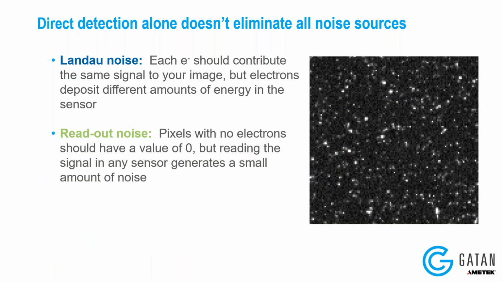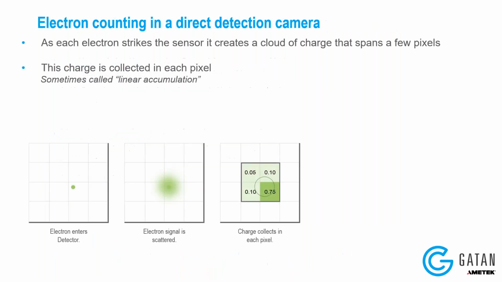Now, there's a solution to this. We need to do electron counting. We need to count these electrons one by one. And so I'll show what I mean by that and how that's done in the next slides.